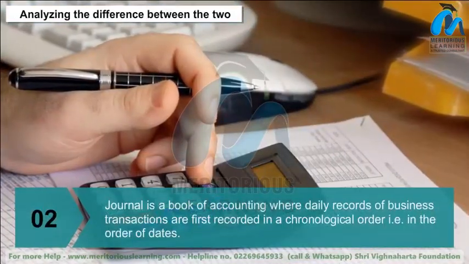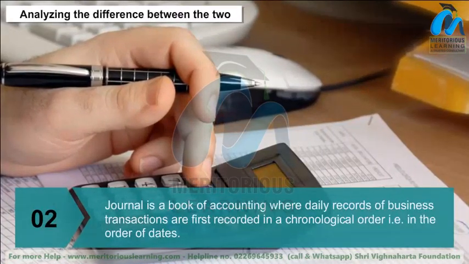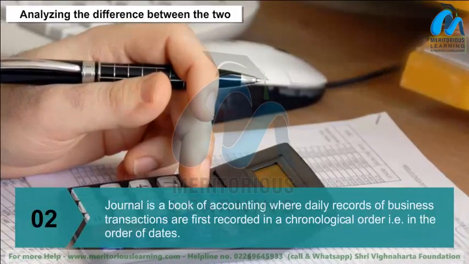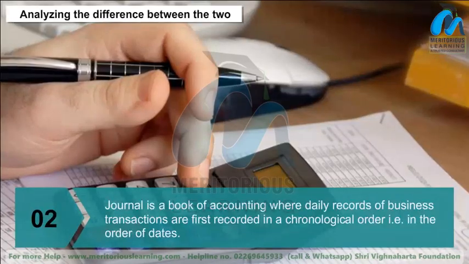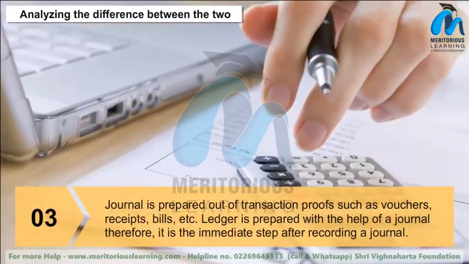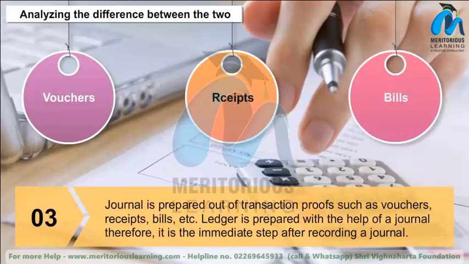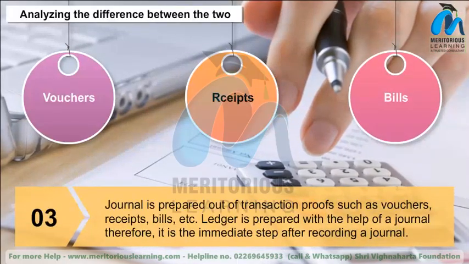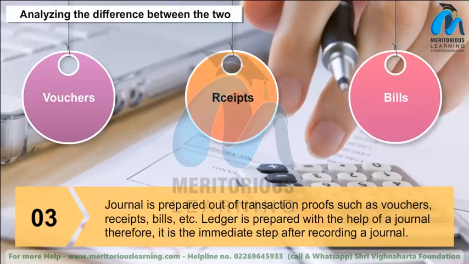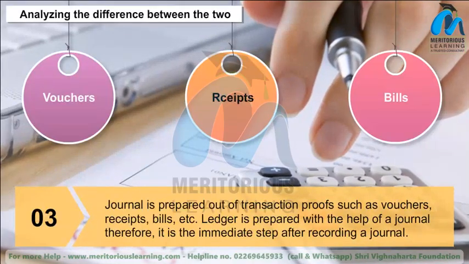2. Journal is the primary book of accounting or book of original entry. However, a ledger is the principal book of accounting or book of final entry. 3. Journal is prepared out of transaction proofs such as vouchers, receipts, bills, etc. Ledger is prepared with the help of a journal itself. Therefore, it is the immediate step after recording a journal.